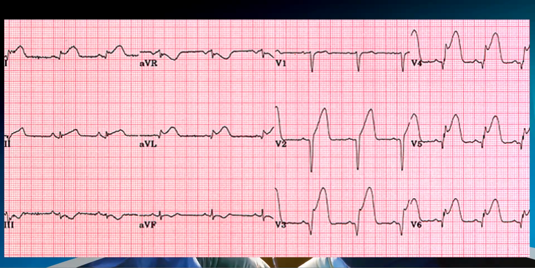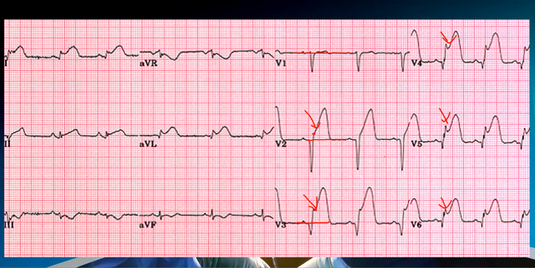So if we look here, we can see that V1 is totally fine. V2, obviously, the patient is having ST elevation. This is the J point, you can see. V3 having ST elevation. V6 having it, V5 having it, V4 having it. So most of the V2, V3, V4, V5, V6.